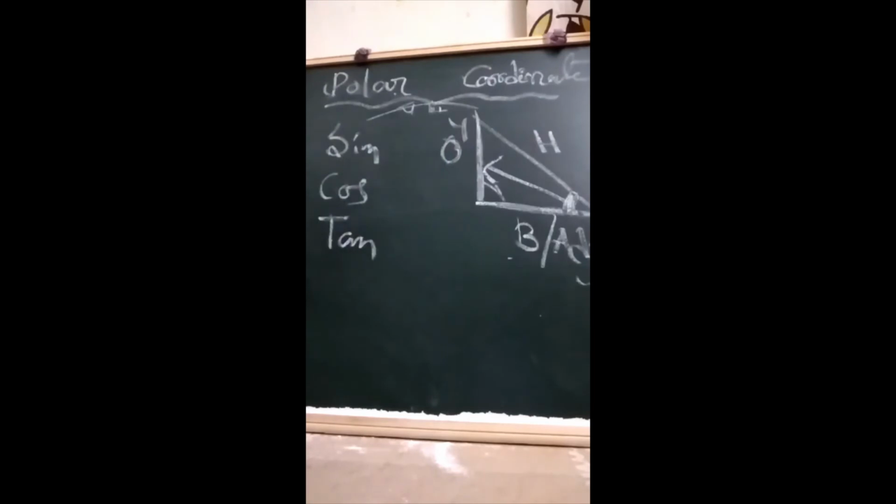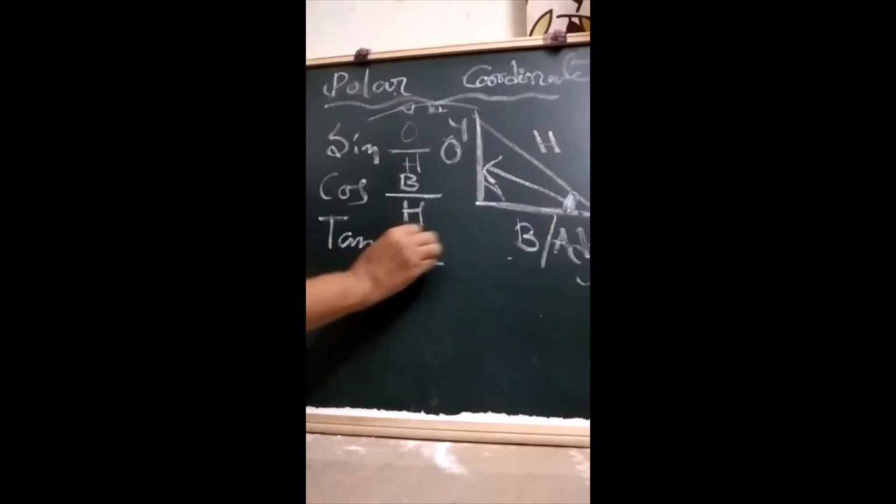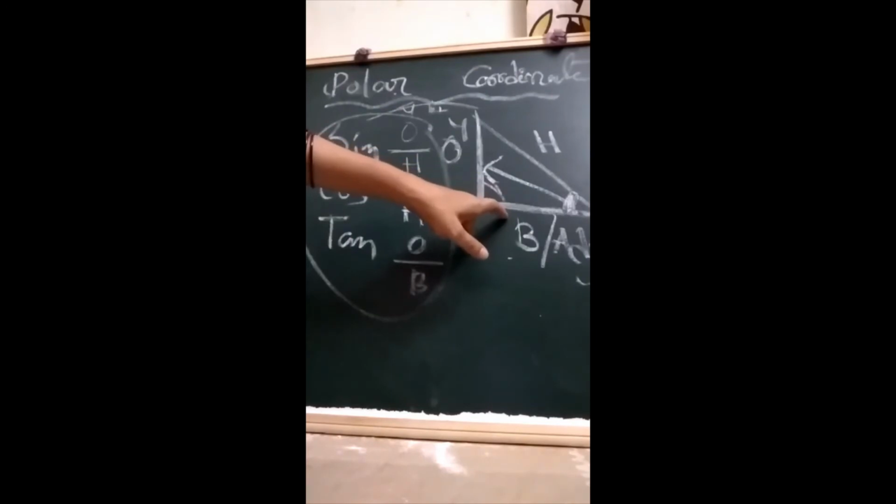This is the hypotenuse. You know sine means opposite divided by hypotenuse, cos means base divided by hypotenuse. You are all familiar with tan, perpendicular divided by base, opposite divided by base. You have to remember this. Sine means opposite divided by hypotenuse, cos means base or adjacent divided by hypotenuse, tan is very popular, opposite by base or adjacent. You have to memorize this basic thing of trigonometry.